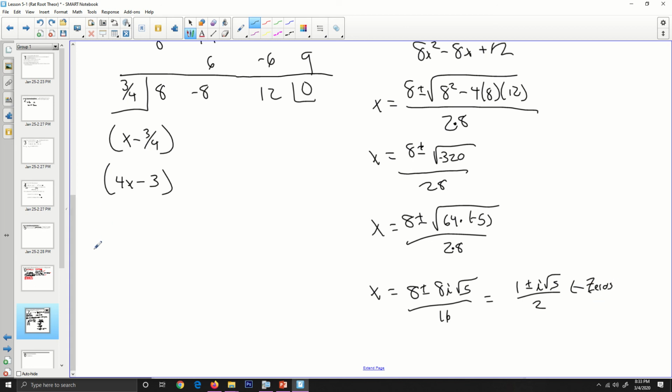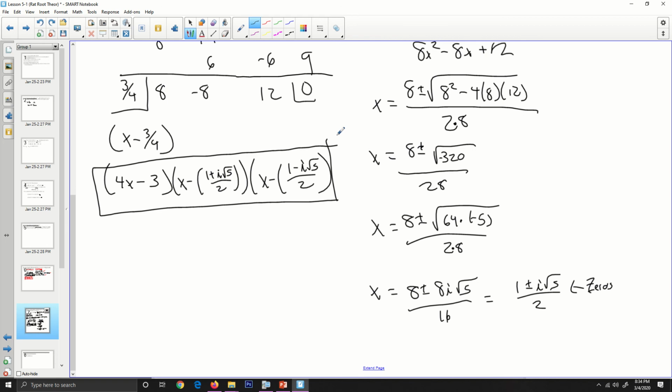So my final list of linear factors will be 4x minus 3 times x minus the quantity 1 plus i square root of 5 all over 2, and then x minus the quantity 1 minus i square root of 5 all over 2. I'll write it correctly. And that's my list of linear factors. I wouldn't want to multiply these out.